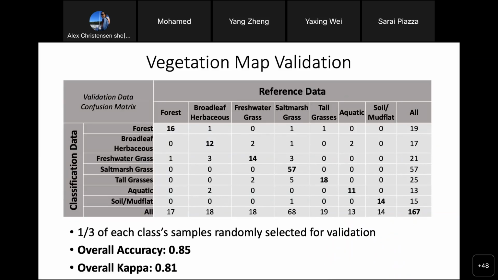And this is our validation for these vegetation products. Again, this is based on the 1/3 randomized subset, 167 of the 504 points. And this gives us an overall accuracy of 0.85 and a Cohen's kappa value of 0.81. So that's pretty good compared to most published vegetation classifications.